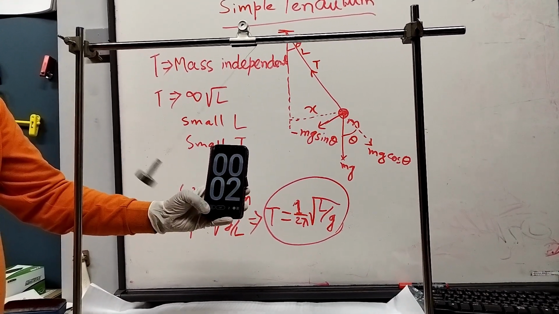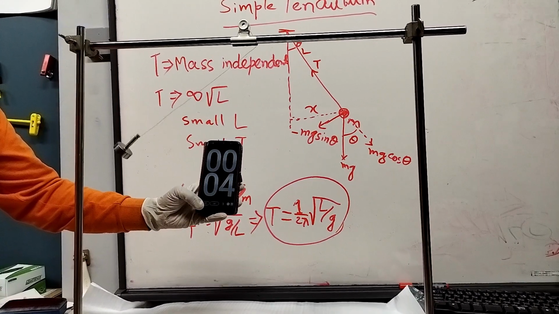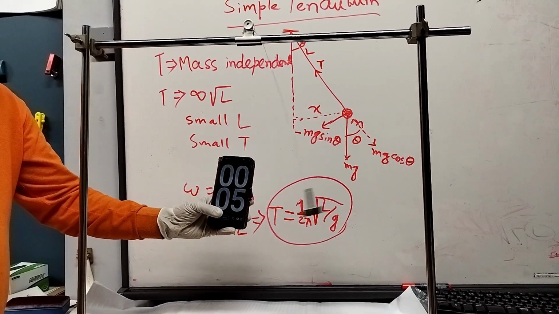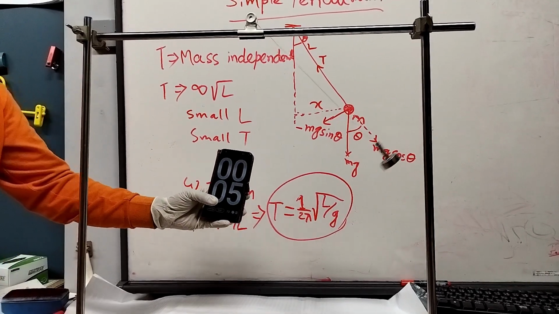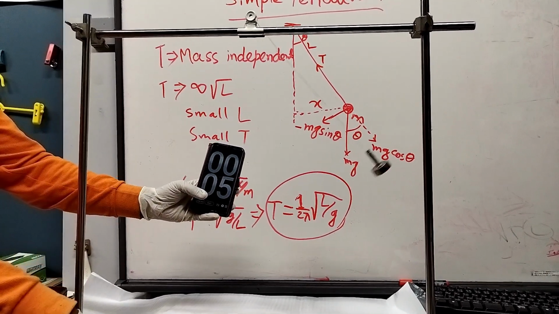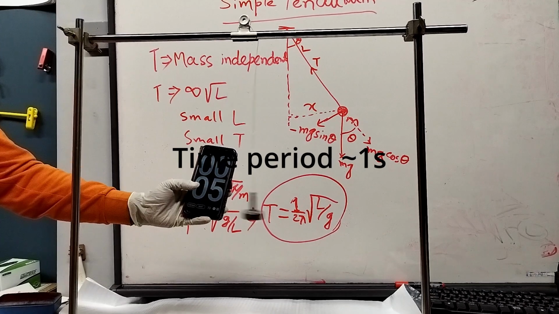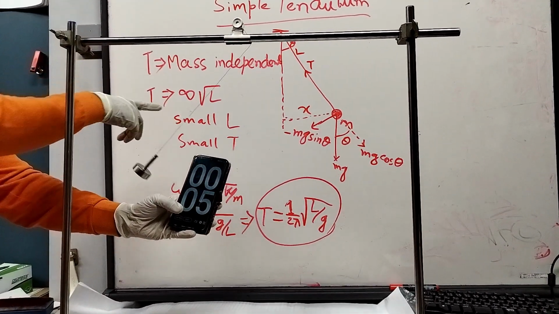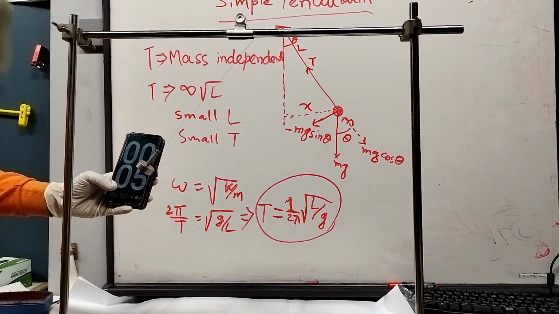One, 2, 3, 4, 5. So you see, for the 5 oscillations it took 5 seconds. So the time period for a single oscillation is around 1 second. So this clearly shows that the time period has a length dependency. You can also check this experiment for some other length.